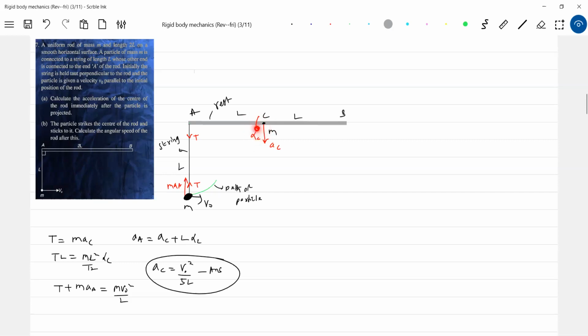The rod will have rotatory as well as translatory motion. And this particular particle will move in some not circular path. Don't say circular path, curved path. So the length of the string is L, no? So it will go and strike here. It has to strike. How to calculate that angular velocity is what is asked.